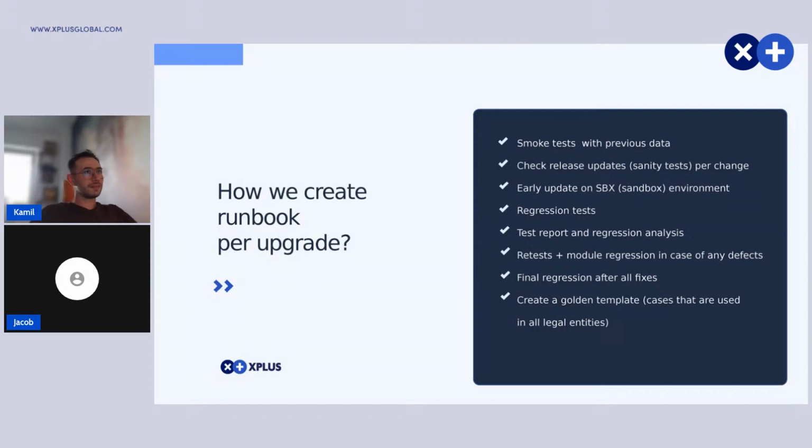And this is, let's say, our to-do list, which we call the runbook. So actually, the things we do during the process are to create some smoke tests with the previous data, check release updates, and create the sanity tests for any change. We do an early update on the sandbox environment to run those, do regression tests, create the test report and regression analysis, do the retest and regression in case of any defects found, and finally do the final regression after all fixes.